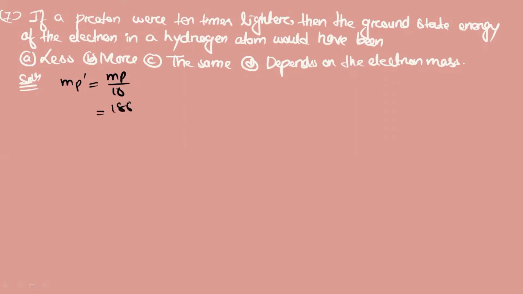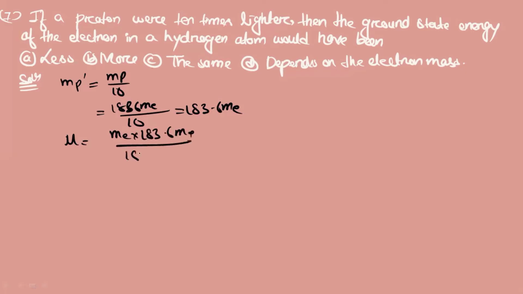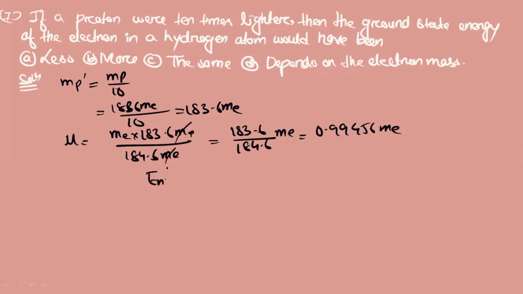Okay, that is 1836 me, mass of electron divided by 10. That is 183.6 mass of electron. Okay, so reduced mass will be what? Reduced mass, it is me into 183.6 me. When you do the sum, you will get 184.6 me. Okay, me and me will get cancelled and you will have what? 183.6 by 184.6 me, which will give you 0.99456 mass of electron.